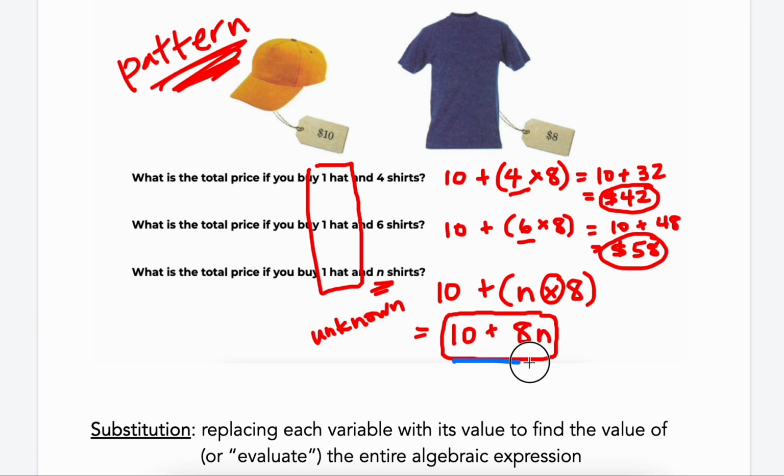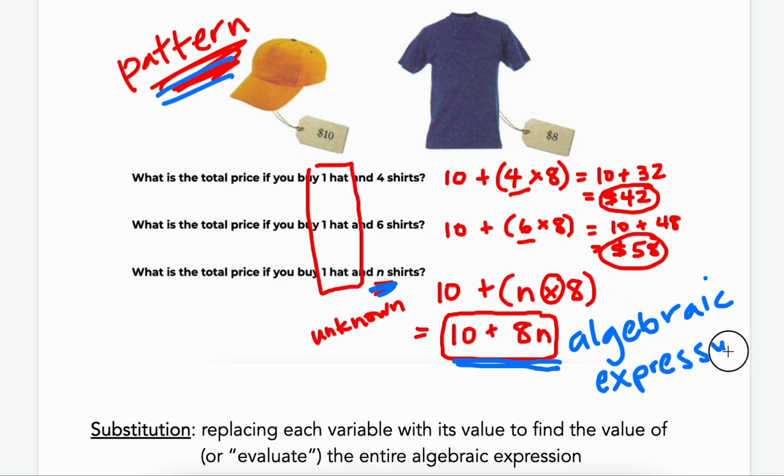So remember, the algebraic expression gives us the pattern that is always happening. You're always taking 10 and adding 8 times however many t-shirts. That's our algebraic expression. And remember, our n stood for the unknown because we don't know in that situation how many t-shirts we're going to buy. We just know that we need to eventually multiply by 8. And if we're buying one hat, as always, we're going to add 10. So our algebraic expression has our variable, the n. We don't know what the value of n is yet.